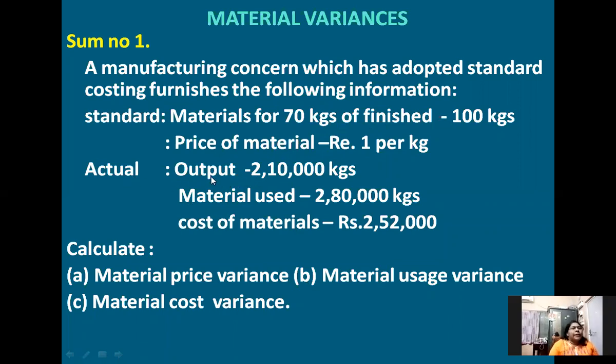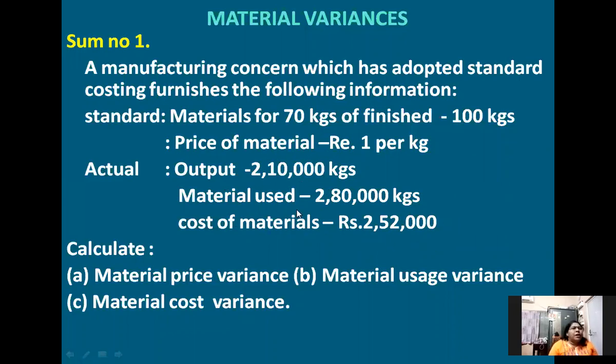The next information is the actual. The actual output was given, that is 2,10,000 kgs. The material used is 2,80,000 kgs. The cost of materials was given as 2,52,000. So for the actual output of 2,10,000 kgs, we used materials of 2,80,000 kgs, and for getting that, we incurred an actual cost of 2,52,000.